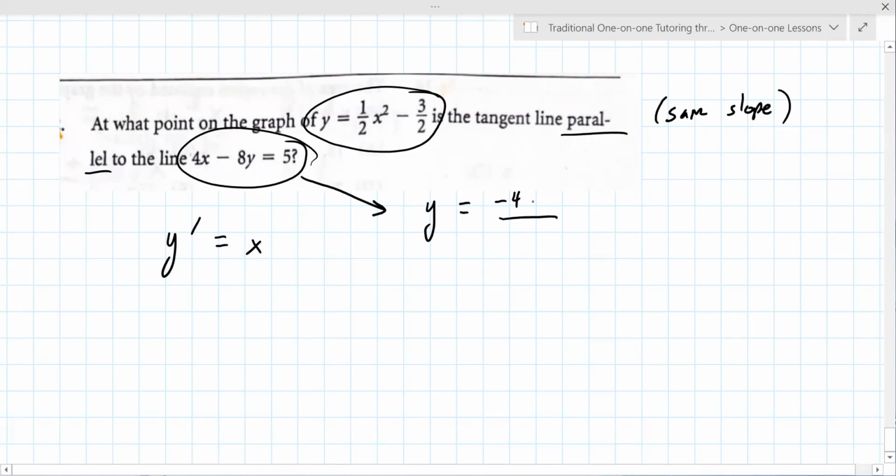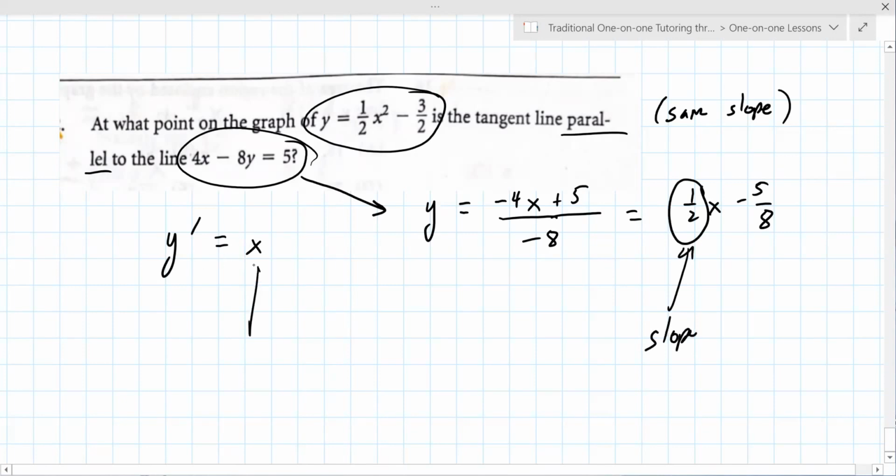Y equals 5 minus 4x over -8. So the slope is 1/2. This is the equation of the slope, and this is the slope of the line. So for what x value does this equal 1/2? Well, it's when x is 1/2.